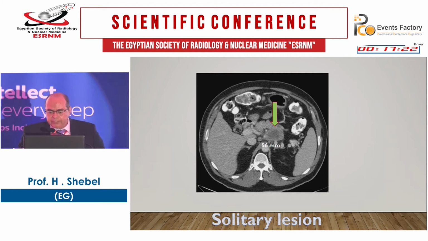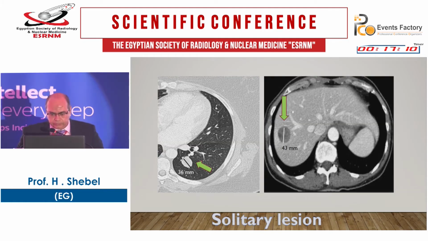This is a pancreatic tail lesion, measuring about 56 millimeters. And we also measure the longest direction. Remember, the longest direction, not the shortest direction. This is another example of the liver, 43 millimeters, a solitary lesion, and all these are considered target lesions. And now in the lung window.